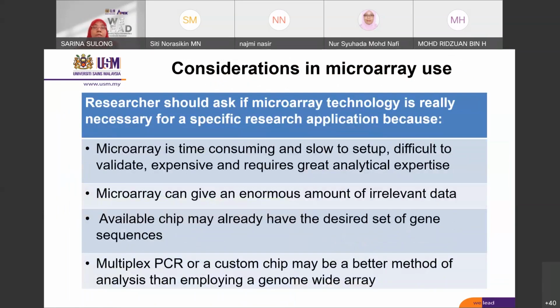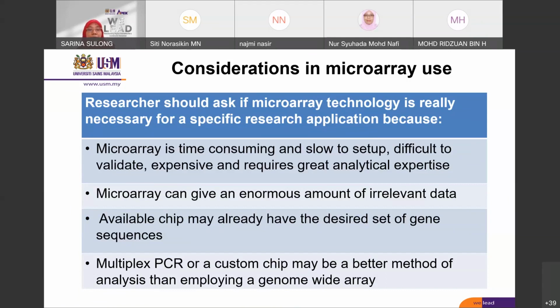Okay, so it is very important to know which microarray platform may be suitable for your research. Researchers should ask if microarray technology is really necessary for a specific research application, because as you know, microarray is time consuming and slow to set up, difficult to validate, expensive, and requires great analytical expertise. Of course it's automated, but the process also needs trained people, and of course, analyzing the data is the main part.